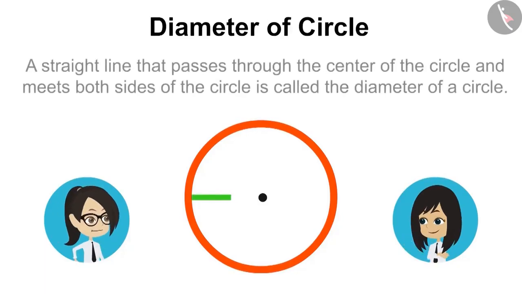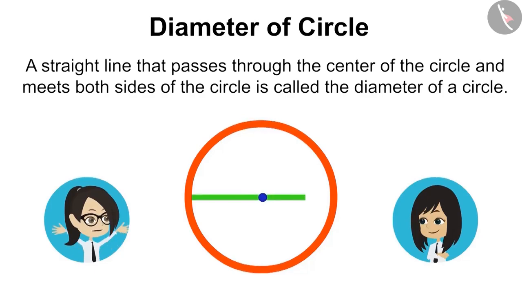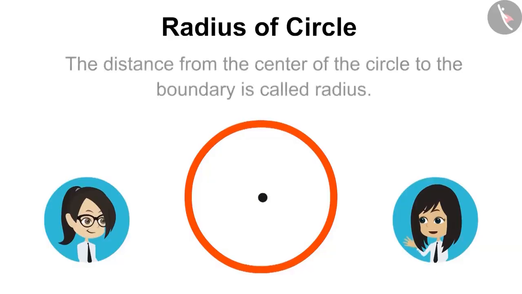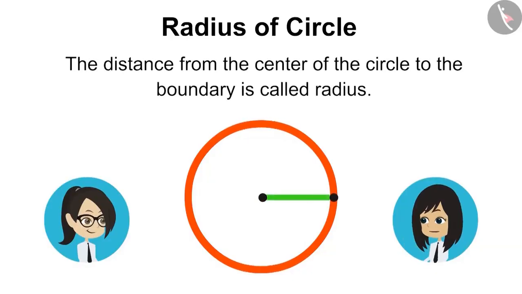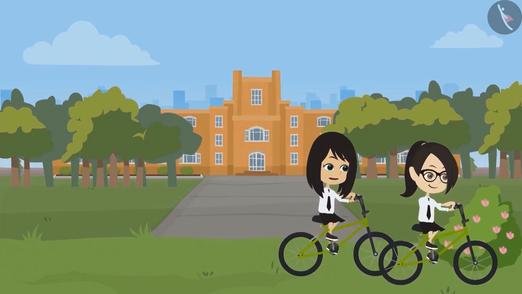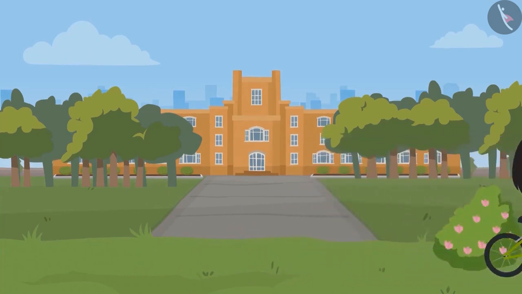A straight line that passes through the center of the circle and meets both sides of the circle is called the diameter of circle. Now remains the radius. You tell me about it. The distance from the center of the circle to the boundary is called radius. Now tell me what will we measure if we have to measure the circle?